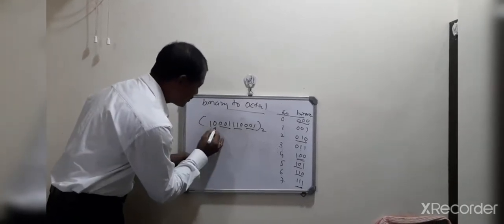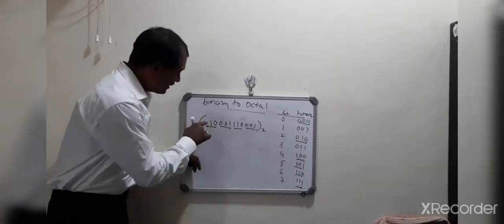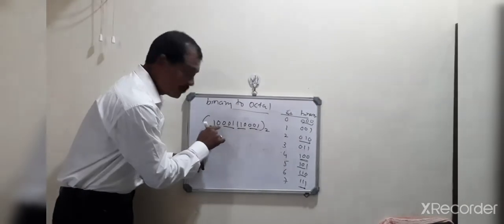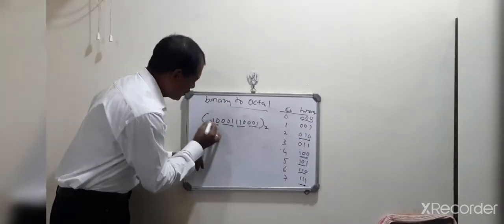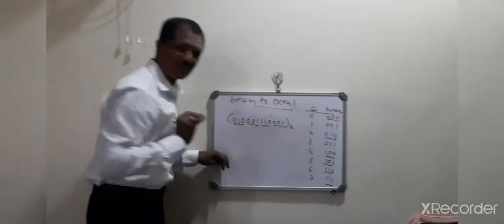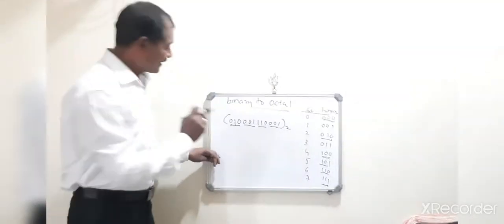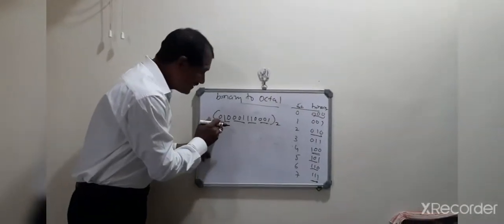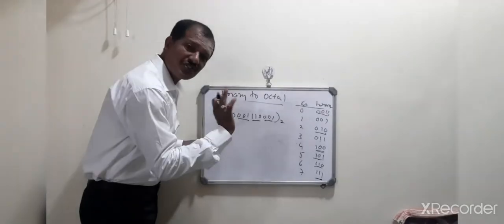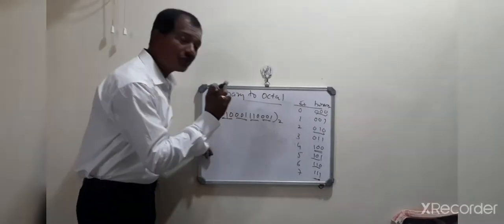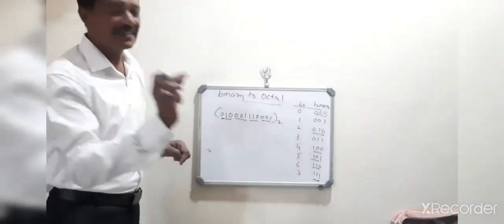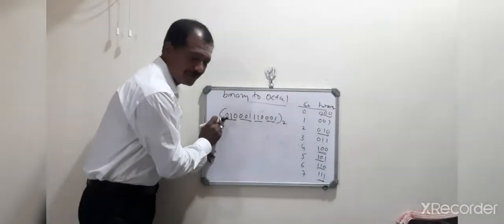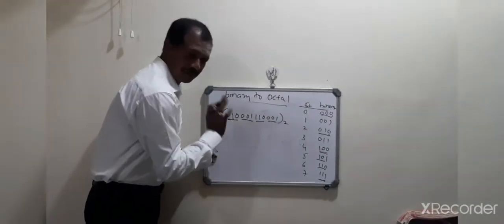In the fourth group, how many bits are there? 2 bits are there. Make it 3. So here 10 or 010, both are the same. Here you can write 10 or, before this, any number of zeros. There is no change. In octal to binary you have to make groups of 3 bits. That's why here I have written 0. 010 or 10, both are the same.